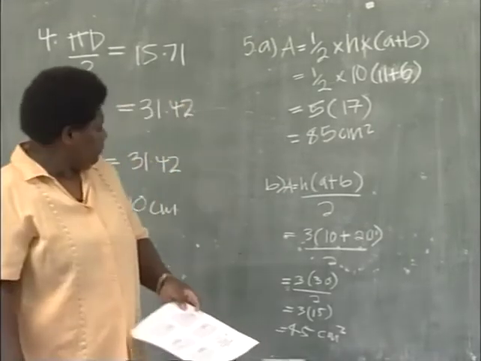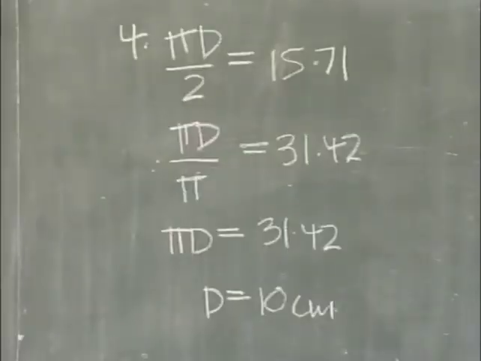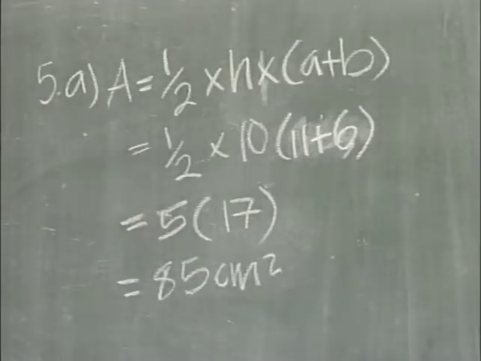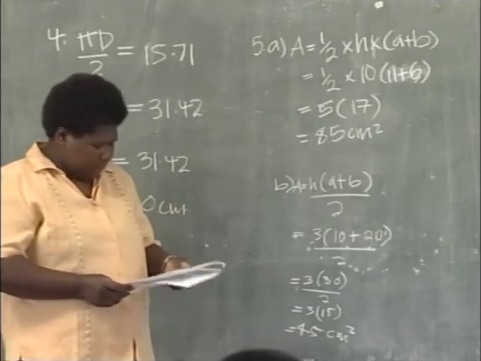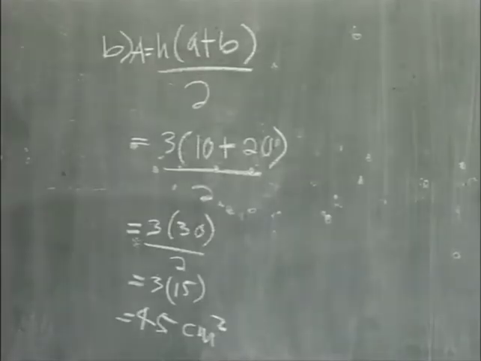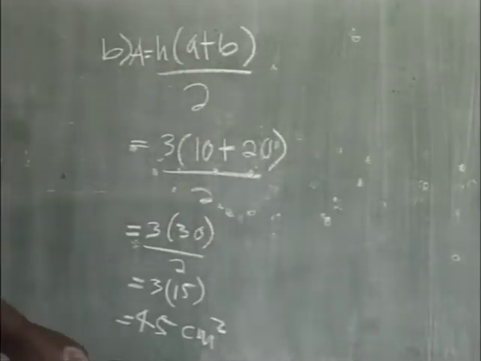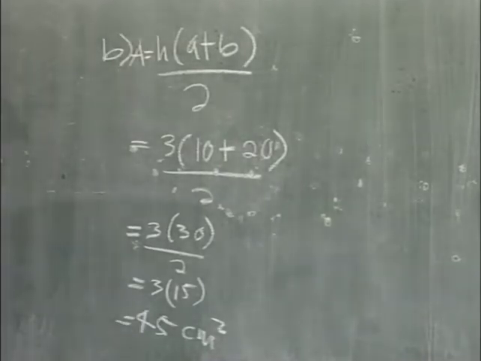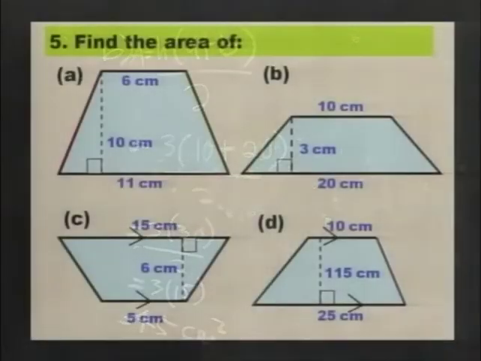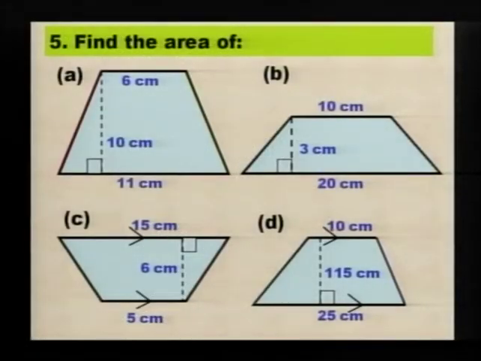All right, number 4. The diameter is 10 centimeters, that's correct. Letter A, 85 centimeters, that's also correct. Letter B, 45 square centimeters, it's also correct. Okay. 5C and D, quickly. Esther, you can come and do 5D on the other side.